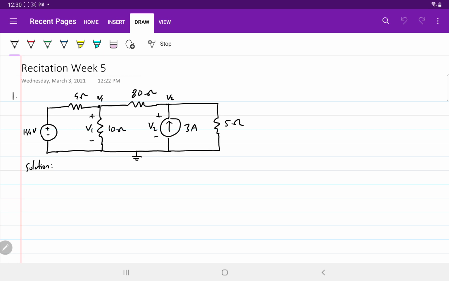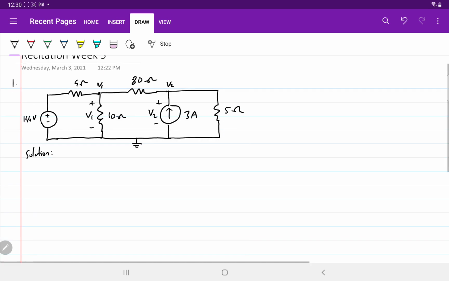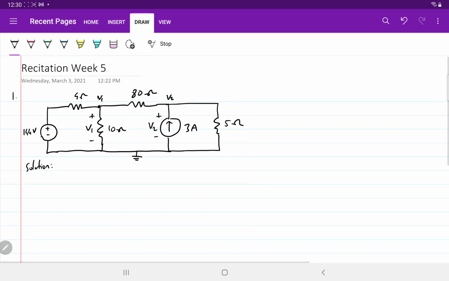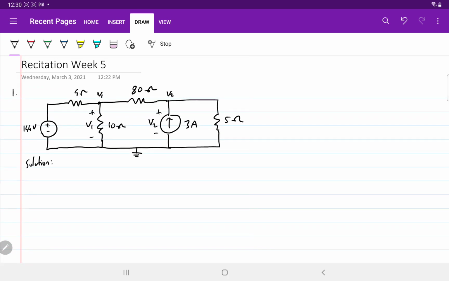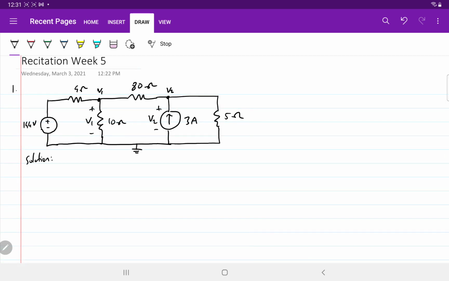If that is clear, then let's apply the node voltage method. How many nodes are there? We have two, nodes 1 and 2. So let's do the node voltage on the first node.